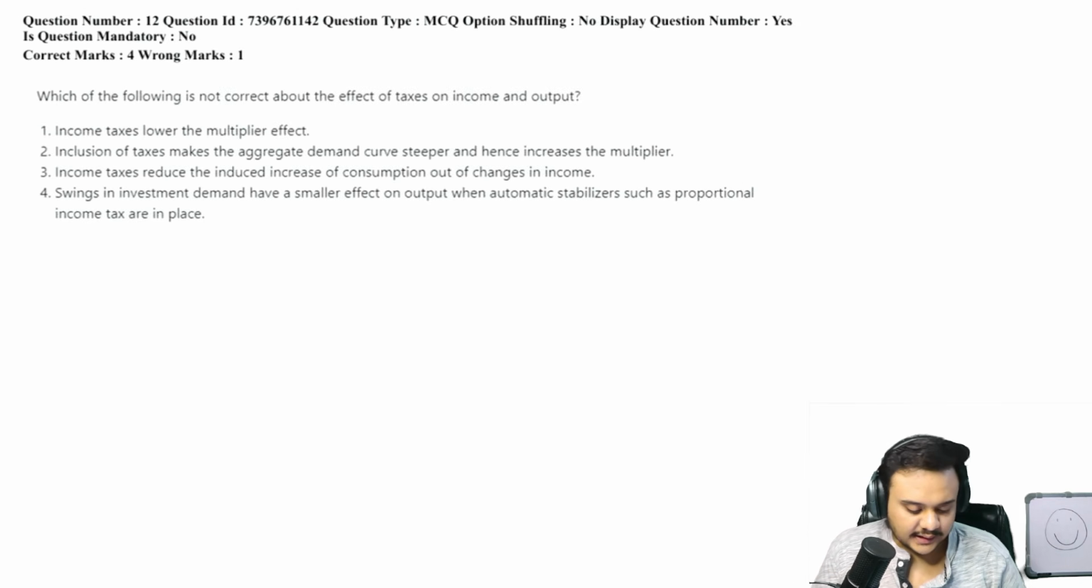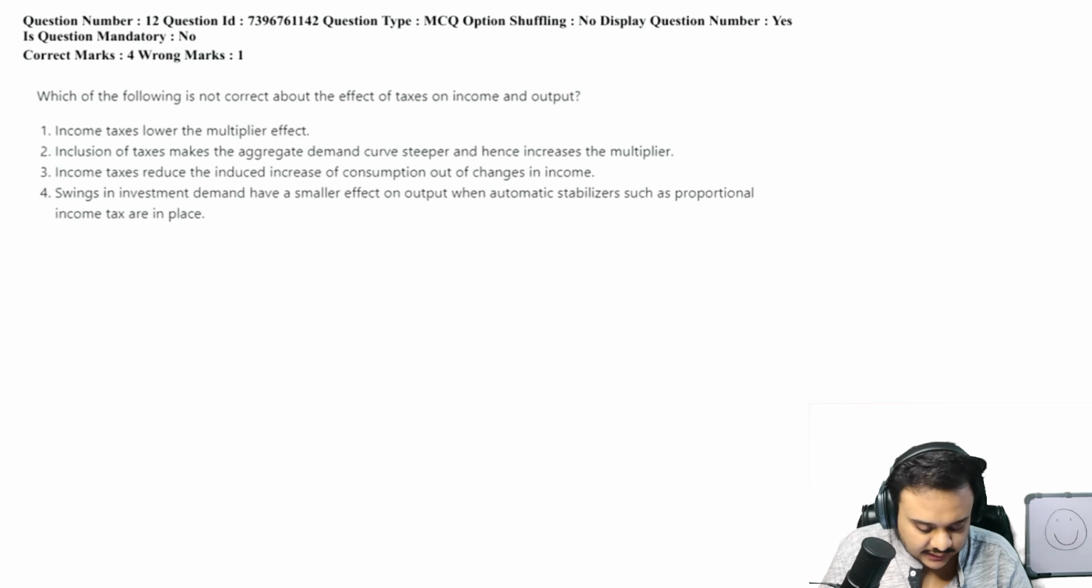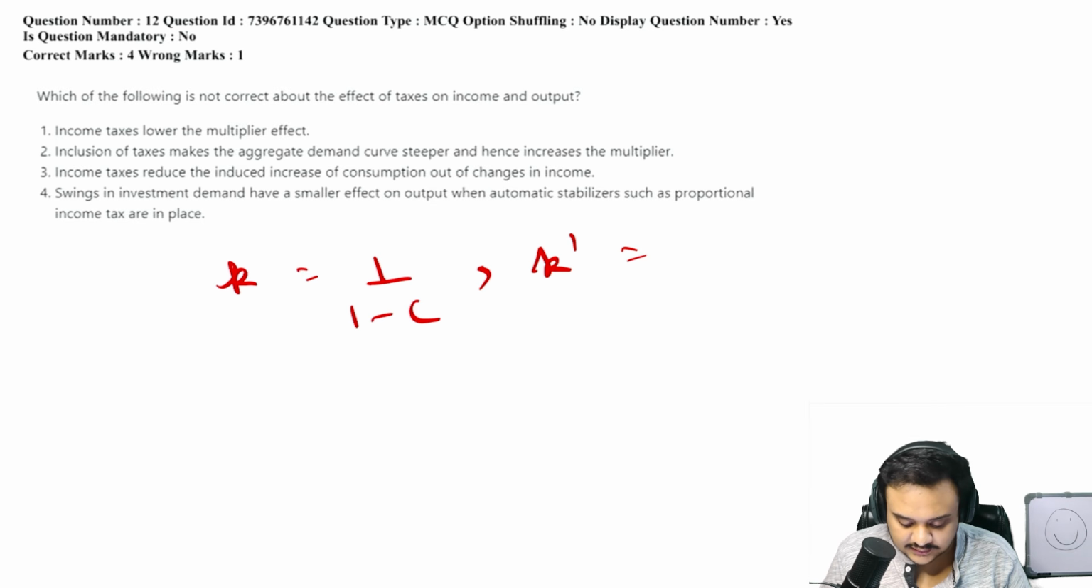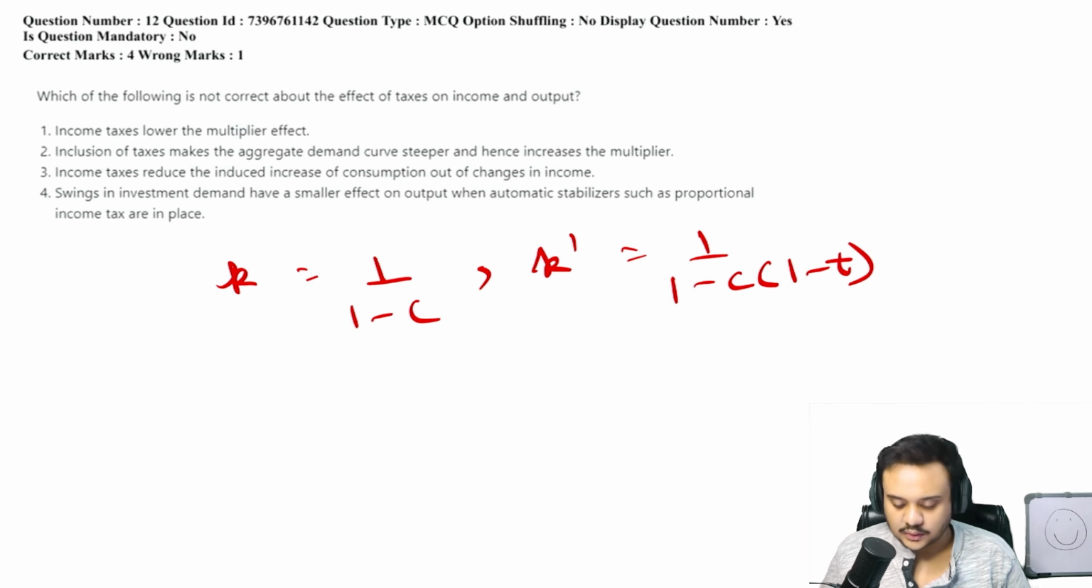The 12th question says that which of the following is not correct about effects of taxes on income and output. So the first option is income taxes lower the multiplier effect. What is the formula of multiplier when there is taxes and when there is not? When there is no taxes, you can write that the multiplier is just 1 upon 1 minus C, where C is the MPC, or the marginal propensity to consume. When there is taxes, the formula becomes this. Okay, so T, small t, is the tax rate.